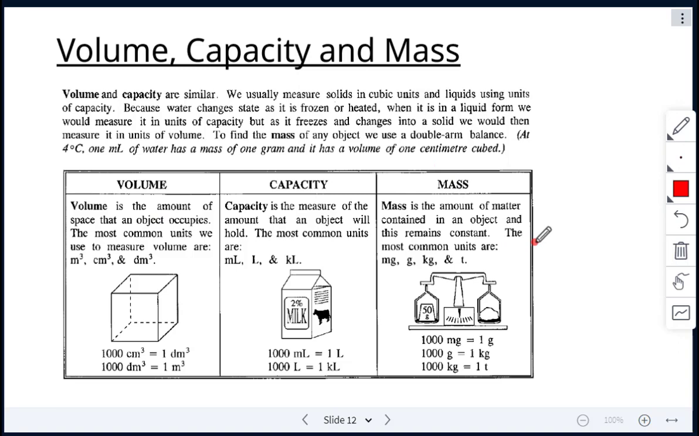It's the amount of matter that is contained in an object, and it remains constant. The units are usually grams, kilograms, milligrams, and the T here for tons. And then just a note here that at 4 degrees Celsius, 1 milliliter of water has a mass of 1 gram and it has a volume of 1 centimeters cubed. That is just a point to note there. 1 milliliter is equal to 1 gram, which is equal to 1 centimeters cubed. All right, and that's at 4 degrees Celsius.